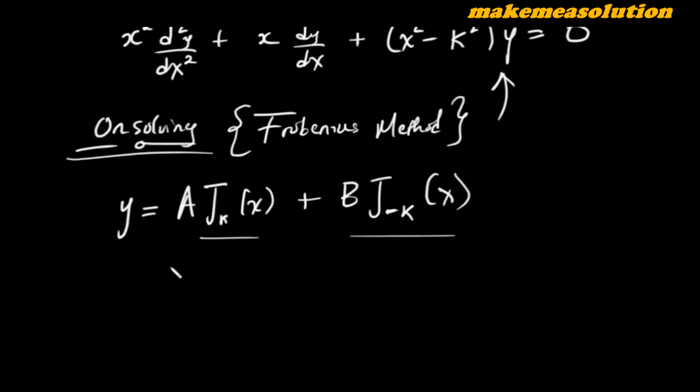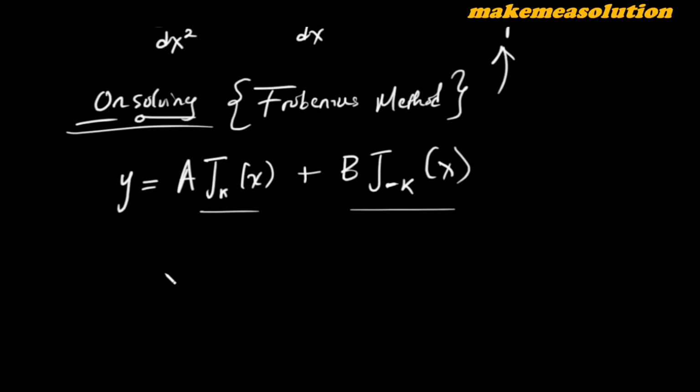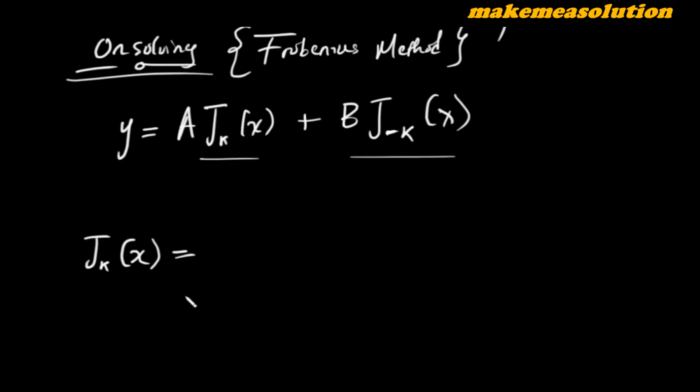And this particular function that you're seeing is called the Bessel's function, Bessel's function of the first kind of order k. So this is how you're going to write it. So J_k(x), if we expand it, this is what we're going to get.